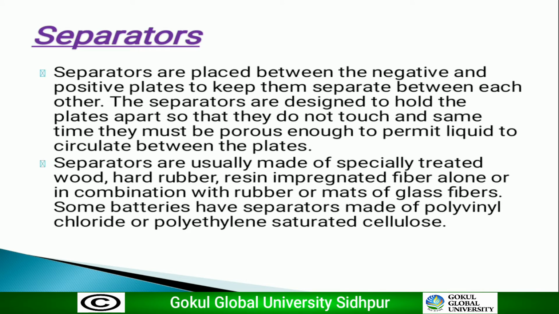Next part is separators. Separators are placed between the negative and positive plates because the battery size is very compact. These plates are placed side by side, and if there is no separator, there will always be a high possibility of short circuit. So separators are placed between the negative and positive plates to keep them separate from each other. The separators are designed to hold the plates apart, as I said, so that they do not touch, and at the same time they must be porous enough to permit liquid to circulate between the plates.